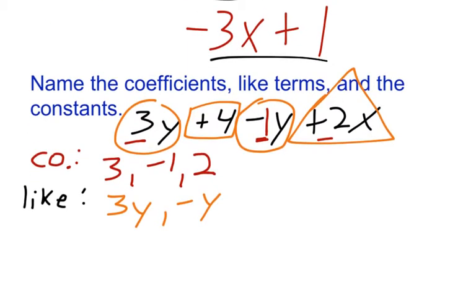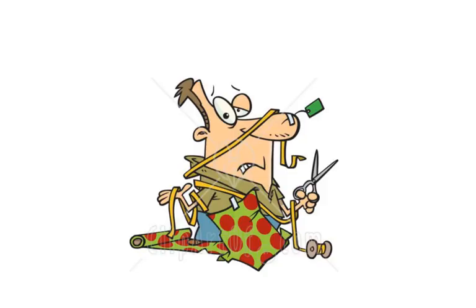And then our last thing we're going to do is constants. So constants, that would be a number that doesn't have a variable. So what's the only number up there without a variable? +4. And that's how you answer questions like that. So remember, coefficients have a number in front of a variable. Like terms have the same last name. And then constants do not have letters, because they're constantly the same. And now that's a wrap.